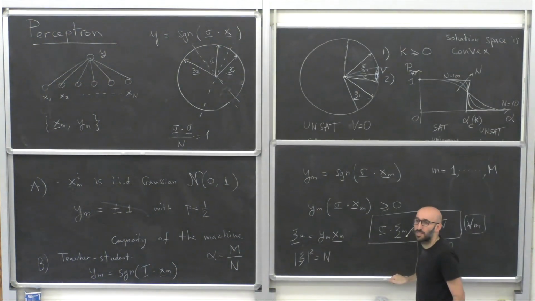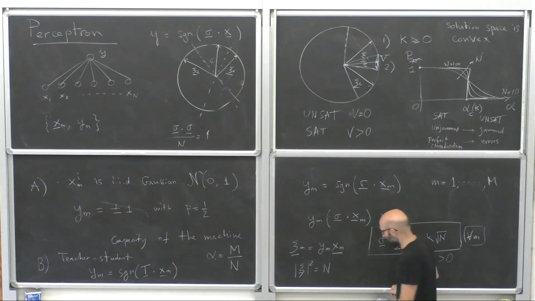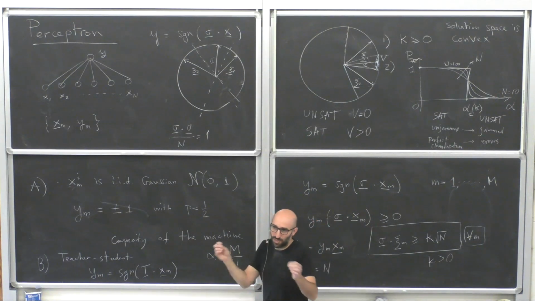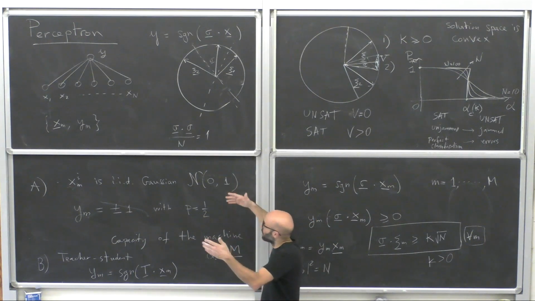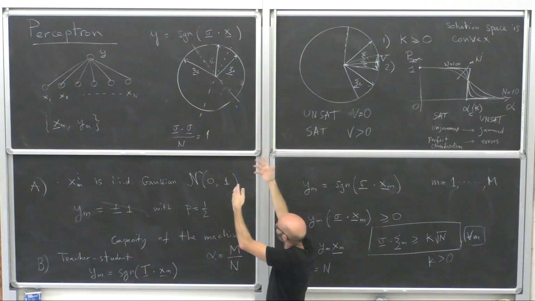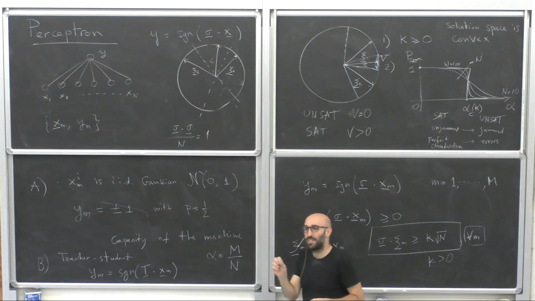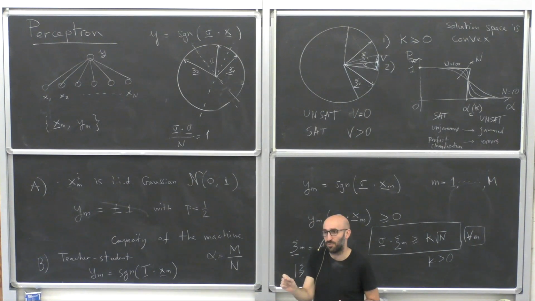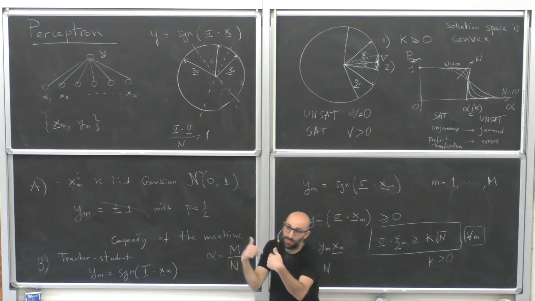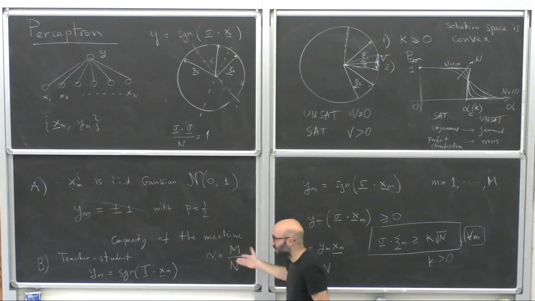Yes? What is capital N, and alpha? Capital N is the size of the system, the size of the input, which is the size of the sigma vector. So it's like in the p-spin. Capital M is how many training examples I give you. So if you are classifying images, how many images do I give you with their label that you can use to train your machine? And alpha is the ratio of these two.